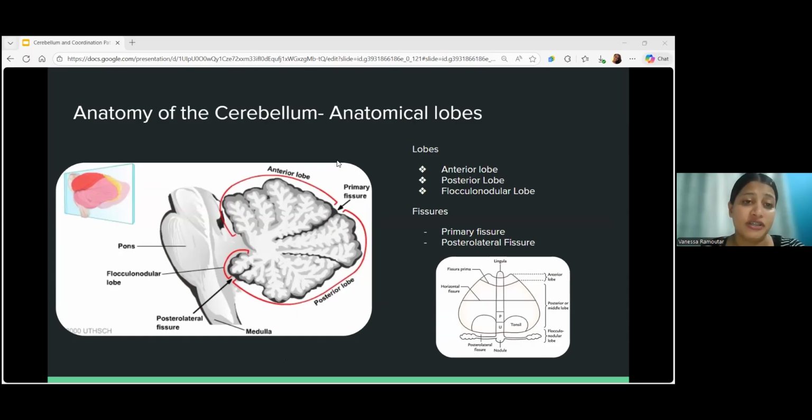There are two fissures which divide the cerebellum into three structural loops. These fissures are the primary fissure, which divides the anterior and posterior lobes, and the posterolateral fissure, which lies on the inferior surface and separates the flocculonodular lobe from the rest of the cerebellum.